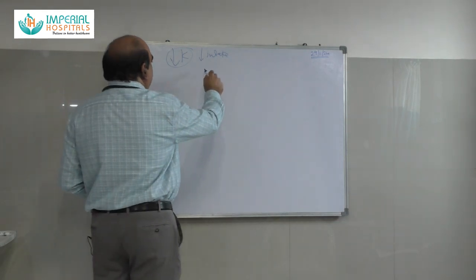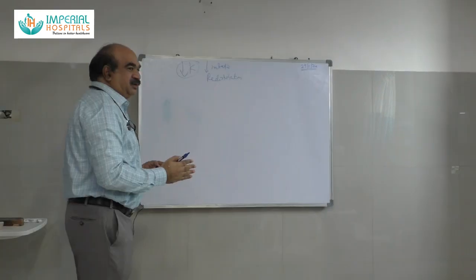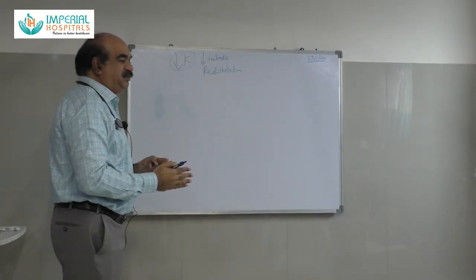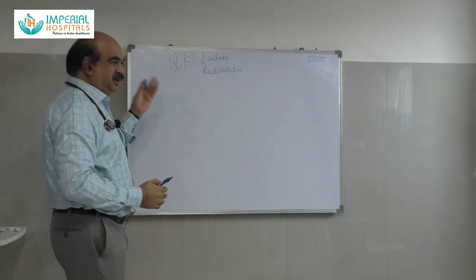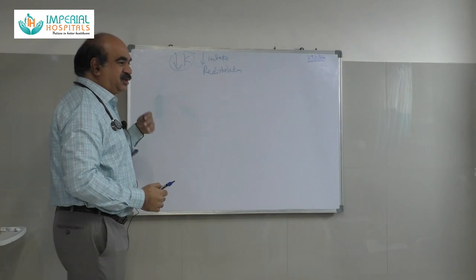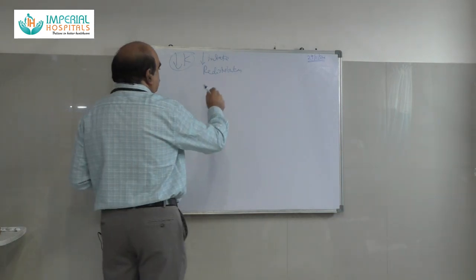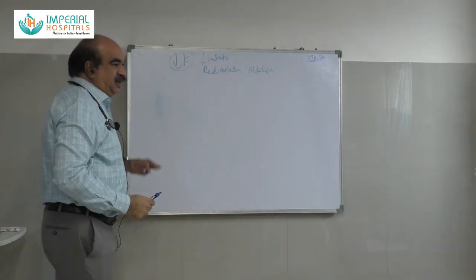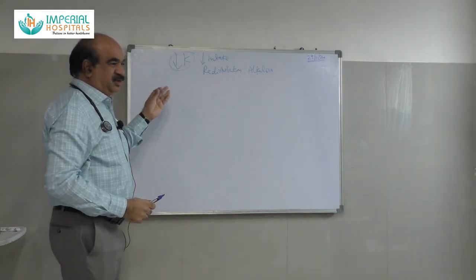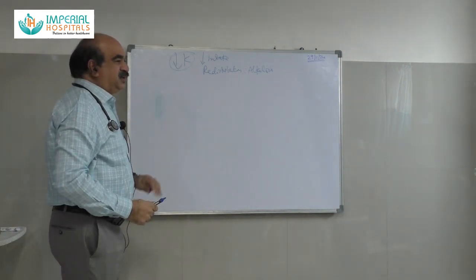Then, most important is redistribution. Extracellular or intracellular shift of potassium is called redistribution. If there is intracellular shift of potassium, that causes hypokalemia. In redistribution, one is alkalosis. Acid-base disturbance, metabolic or respiratory alkalosis can cause hypokalemia.